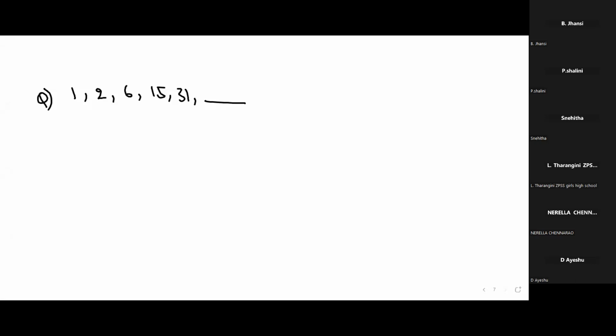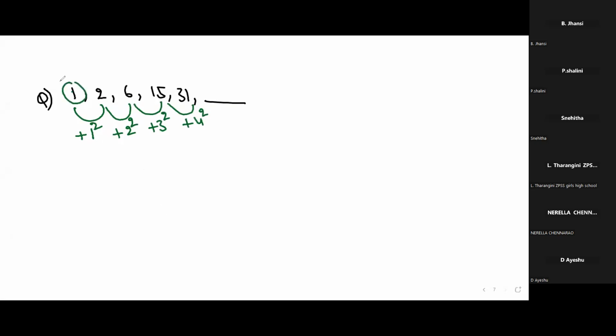I hope you people did not get this. Okay, I will show you. Here you can see, for this number plus 1 square is added. For this number plus 2 square is added. For this number plus 3 square is added. For this plus 4 square is added. You observe.